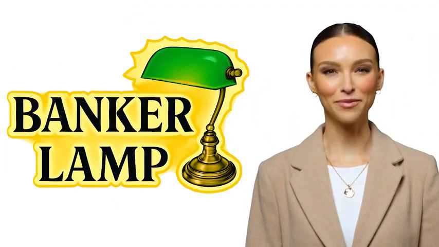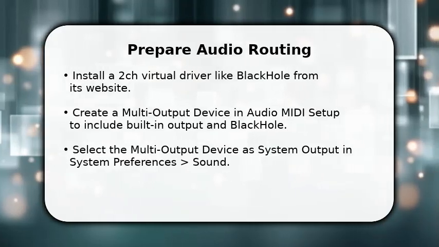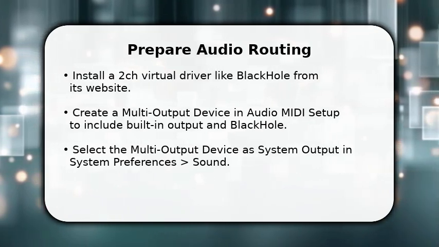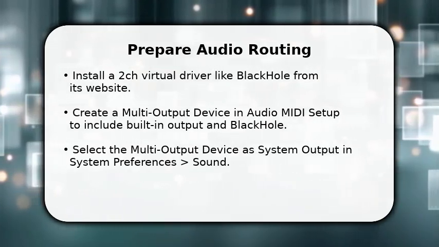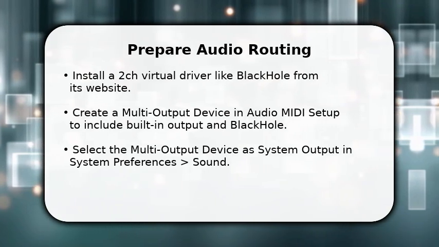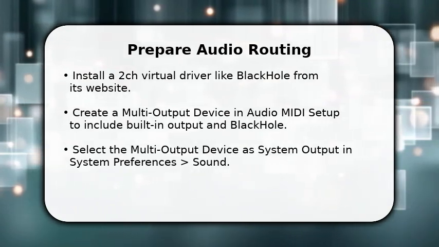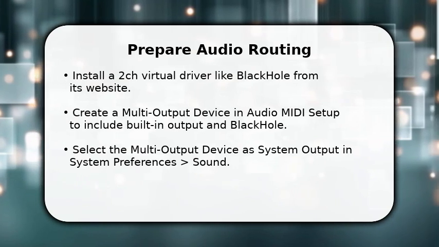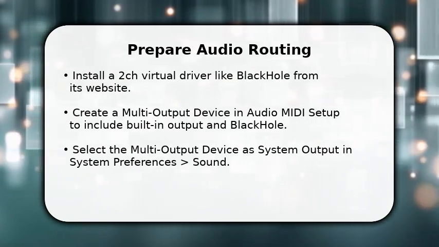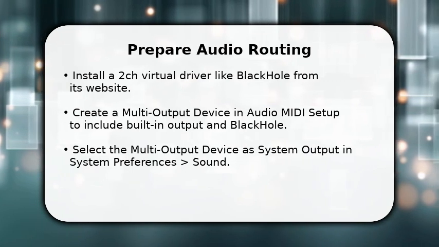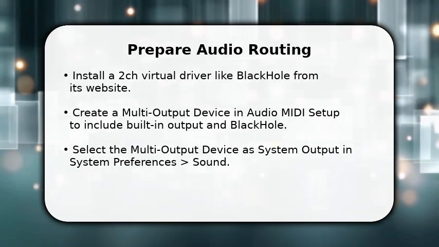Please enjoy the video. Start by preparing audio routing on your Mac. Install a 2CH virtual audio driver such as Black Hole. Open Audio MIDI Setup and create a multi-output device that combines built-in output and Black Hole. In System Preferences, choose Sound and set output to the multi-output device.